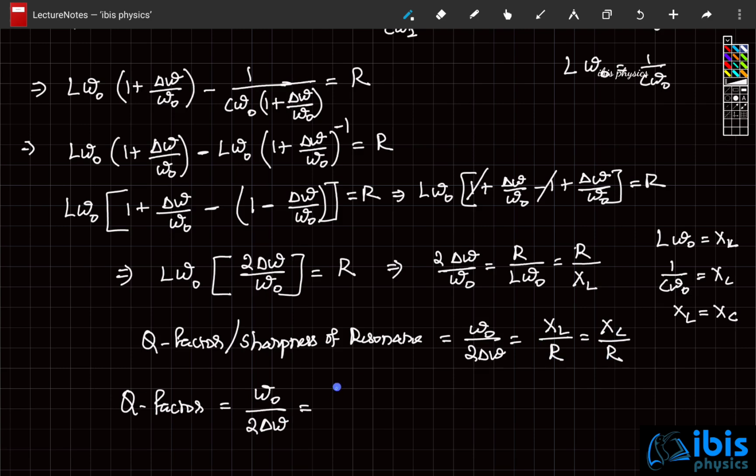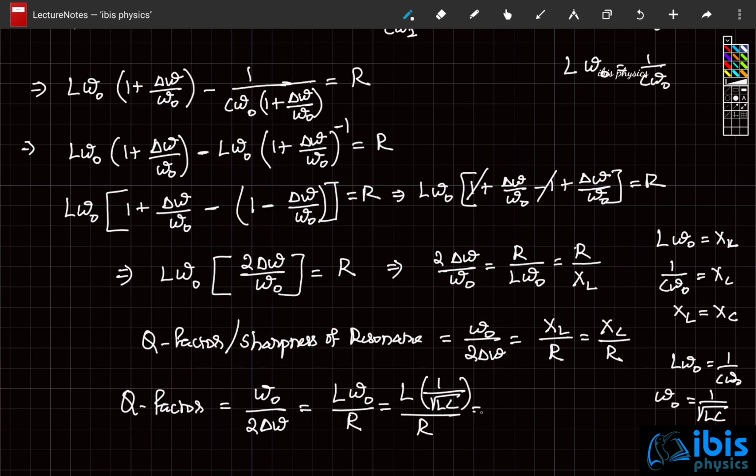But XL is L omega naught, so L omega naught by R. At the resonance condition, when XL is equal to XC, when L omega naught is equal to 1 by C omega naught, we know that omega naught is 1 by root over LC. Substitute it here: L into 1 by root over LC by R. That is equal to 1 by R into root over L by C.